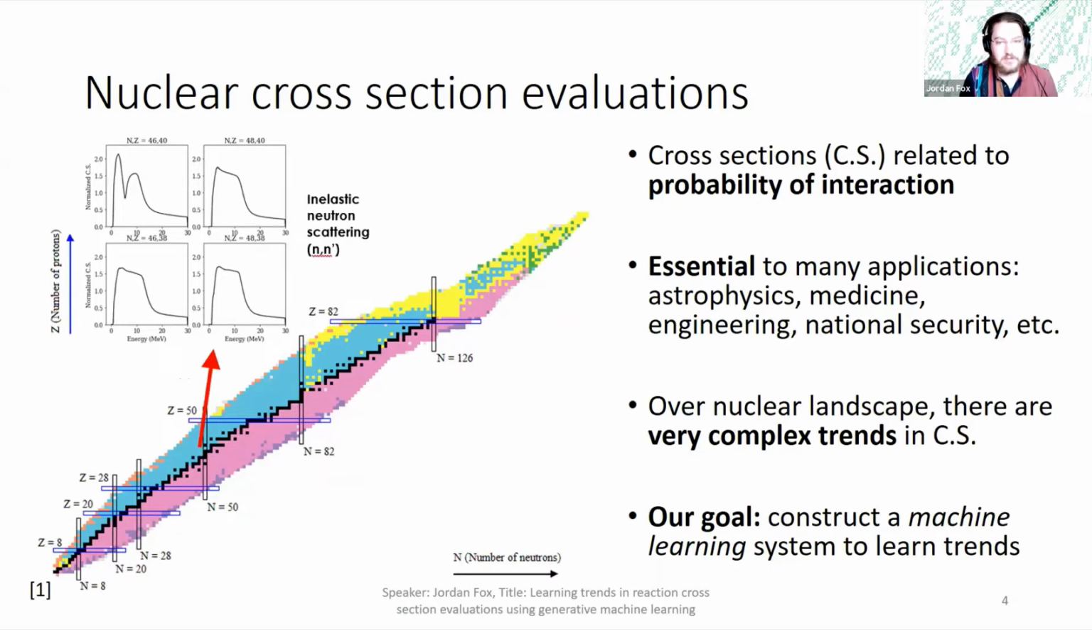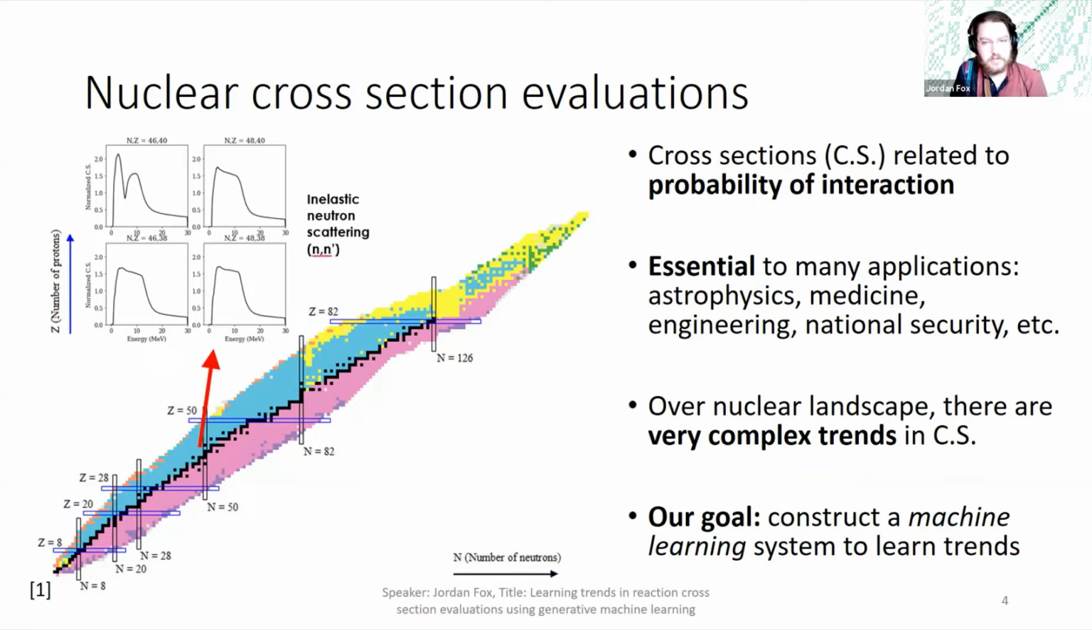So nuclear cross-section evaluations are a type of nuclear data. A cross-section is related to the probability of interaction. So in this case, imagine a beam of particles incident upon a target. That target is the nucleus in question. And because these are fuzzy quantum objects, there's some probability of interaction that we describe. That is essentially what a cross-section is, or closely related to. So on the upper left here, I've included 4 examples of what these cross-sections look like in our work. So these are inelastic neutron scattering cross-section evaluations.